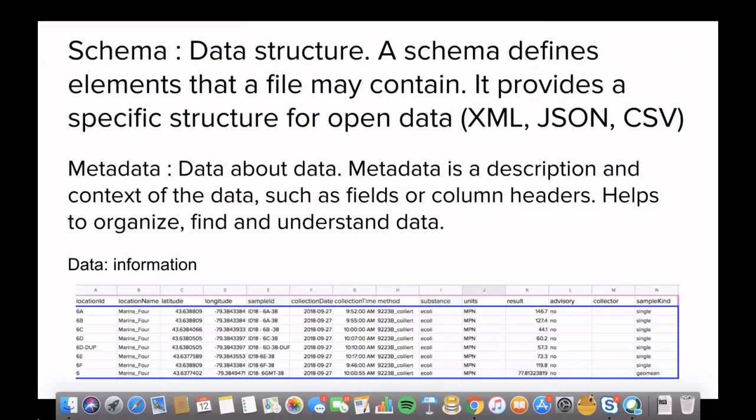Metadata is essentially data about data. Metadata is a description and context of the data, such as the fields or the column headers. If you look below, the metadata, I've circled it there in purple: location ID, location name, latitude, longitude, that's the metadata. It helps to organize, find, and understand data. So again, open data is better, cleaner, more organized data. And then the data itself is just the information. Everything that's below, in each of those rows below the column header, that is the data.